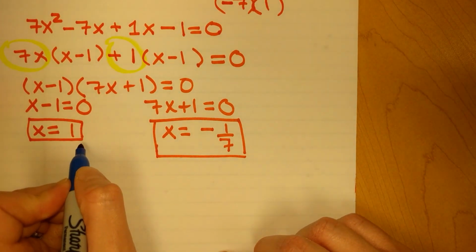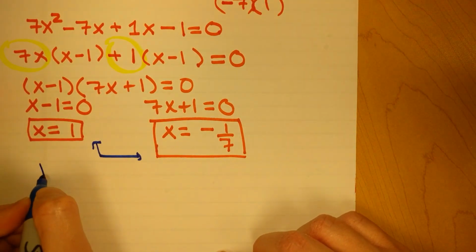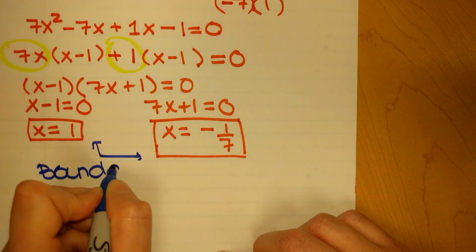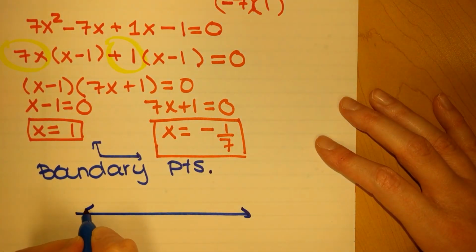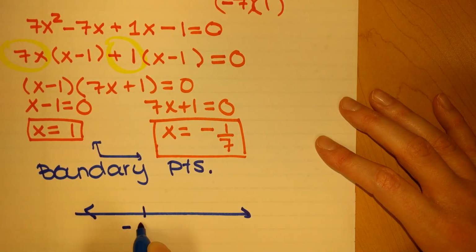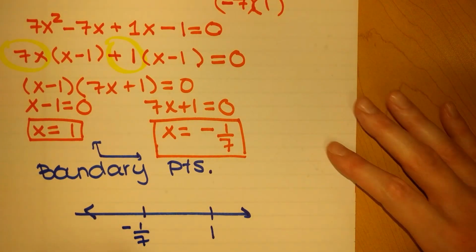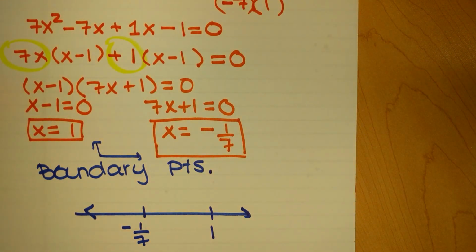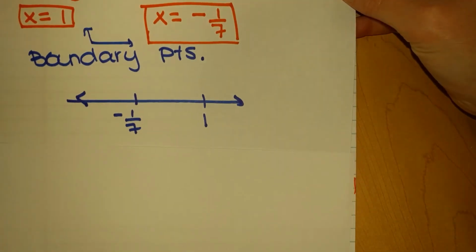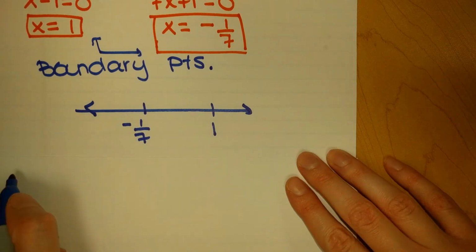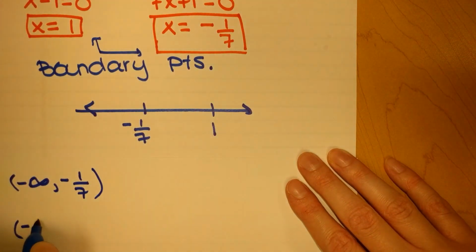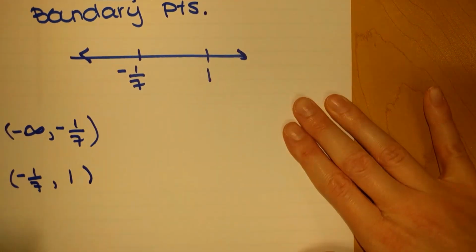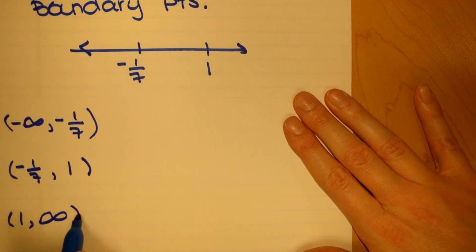But because this is an inequality, these two numbers are what we call our boundary points. And those boundary points have to be put on a number line where we will have -1/7 and 1. And then we have to test each of these three separate intervals. So to test the intervals, I'll start off by writing them out: -infinity to -1/7, -1/7 to 1, and then 1 to infinity.